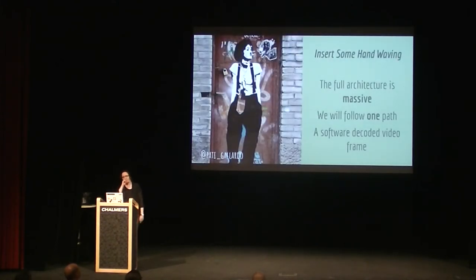Okay, so insert some hand-waving. The full architecture for composition inside of Chromium is massive, and it spans all over the source code, so it is very difficult to get an idea of how it is. My mind finds it much easier to see one path, and then you kind of understand how it all gets put together. So we're going to follow one path, and try to see how a software decoded video frame ends up inside of a web page.